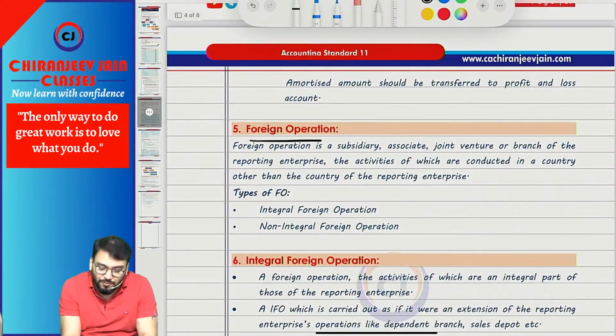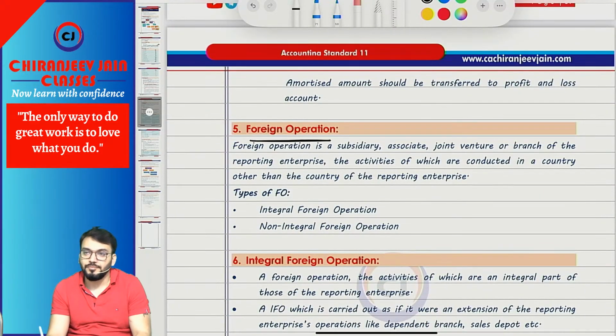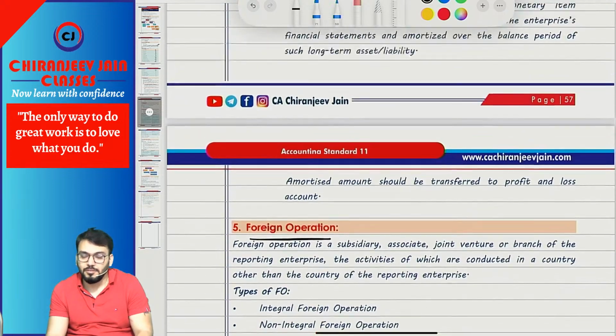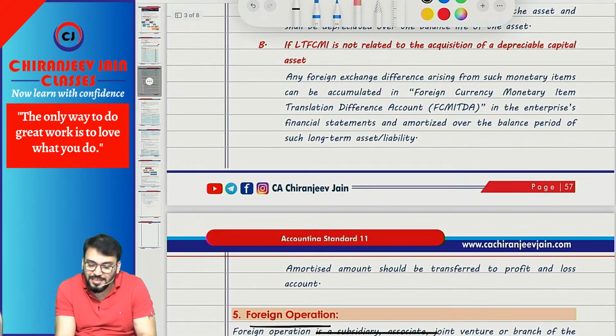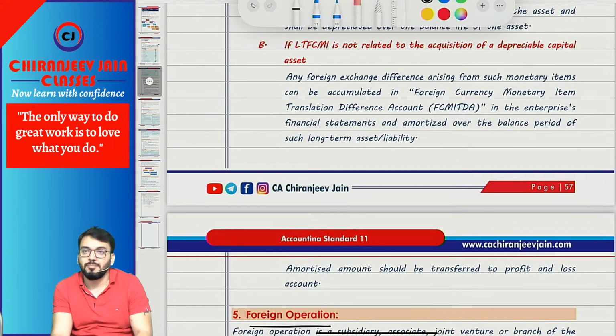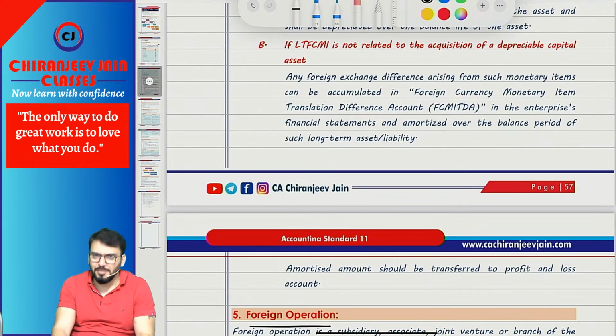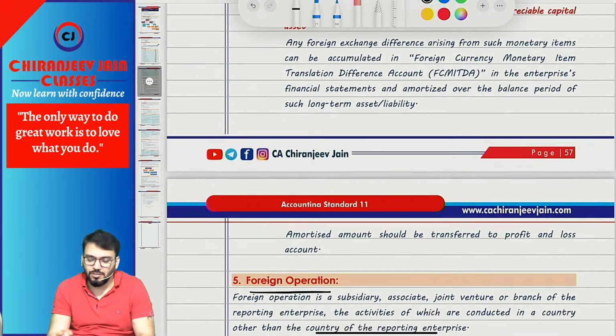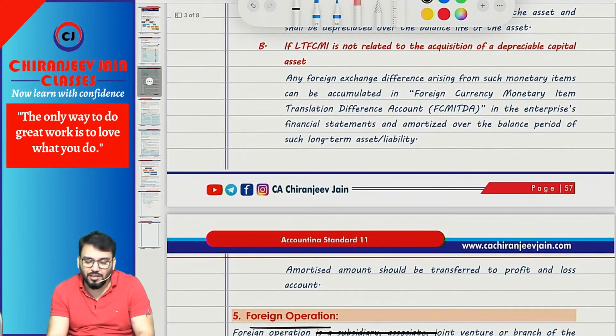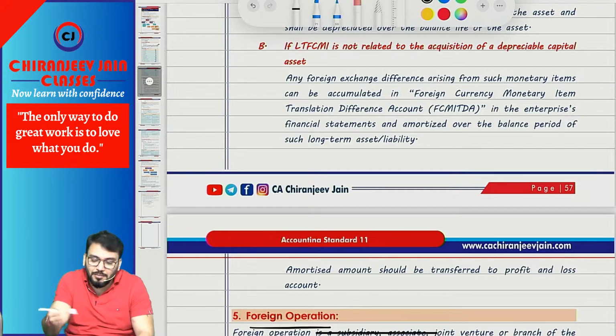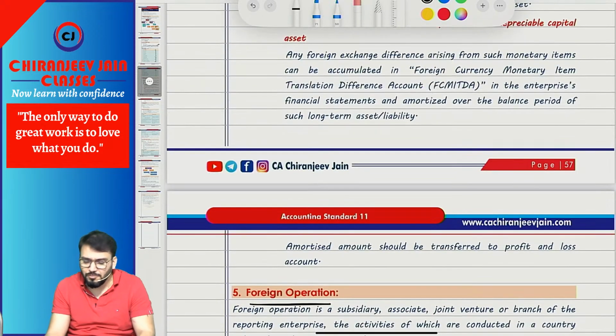Then second topic is about foreign operation. That is, any balance of the FCMI TD account will be shown under the head reserve and surplus. What I have not given in class? Given, no? Chalo. Actually it is not mentioned here, so I had a doubt whether I have given it or not. Normally I will give because I am a good teacher.